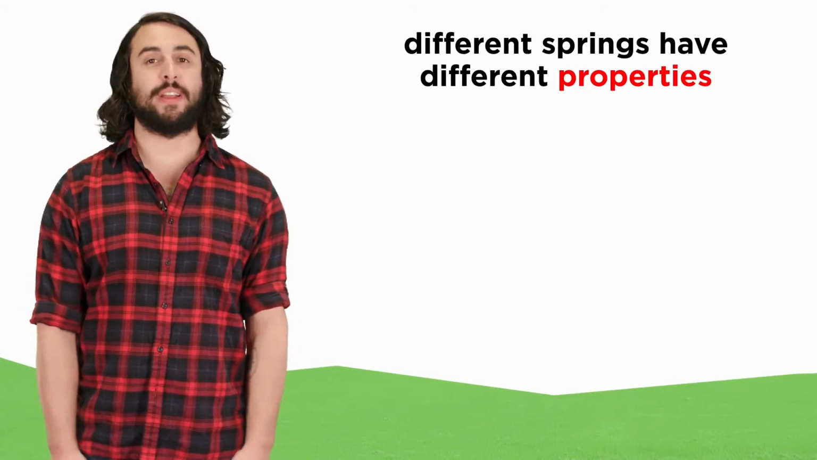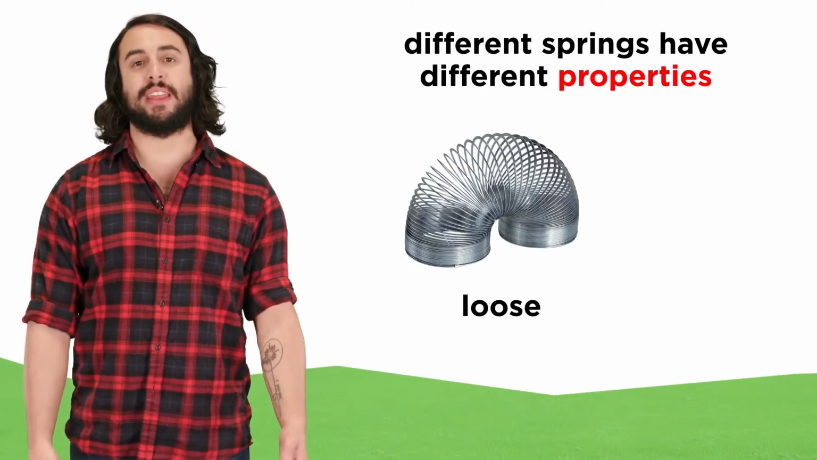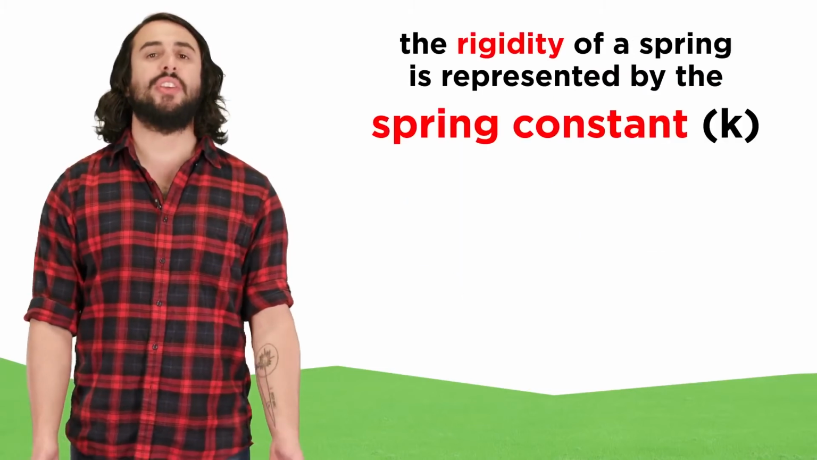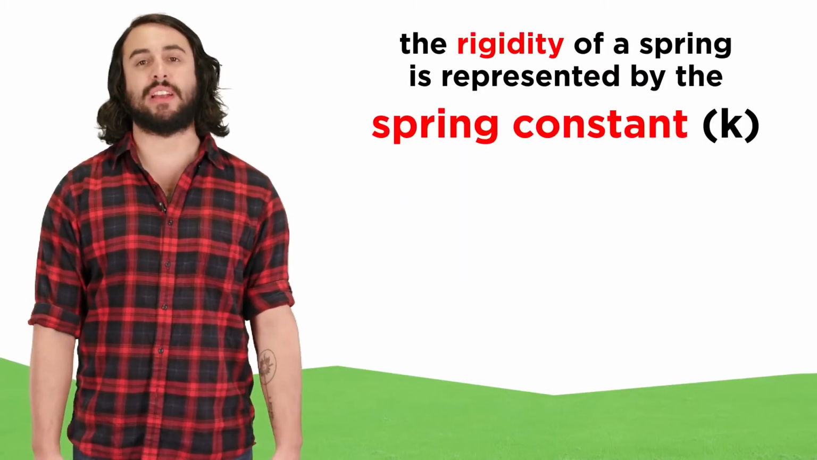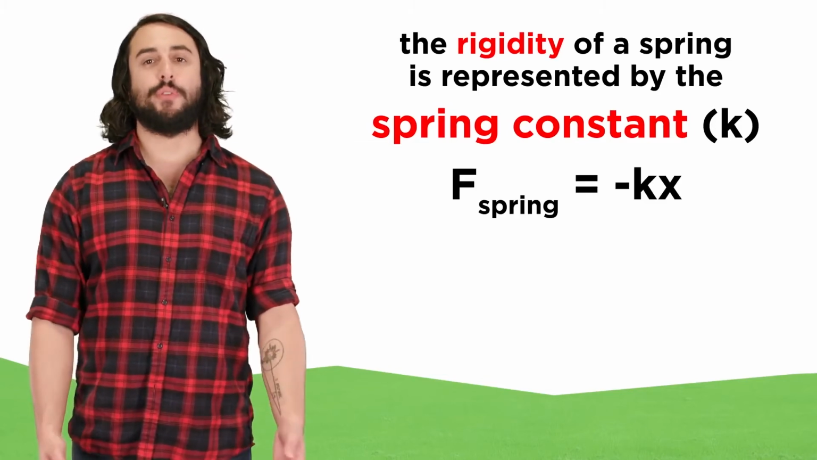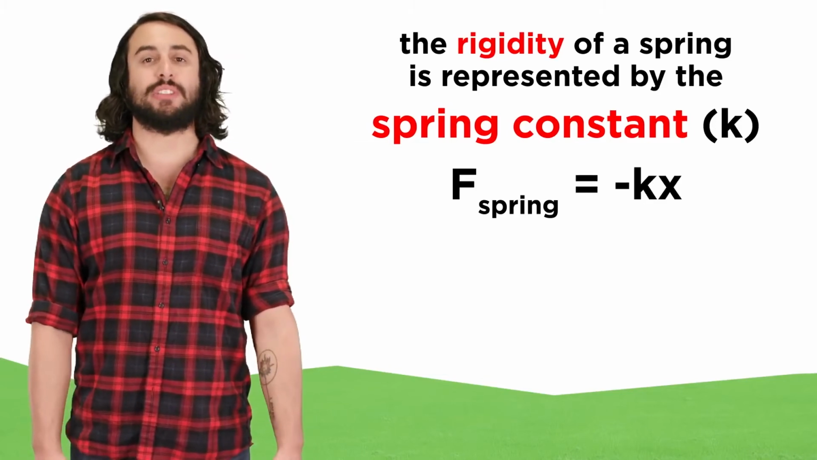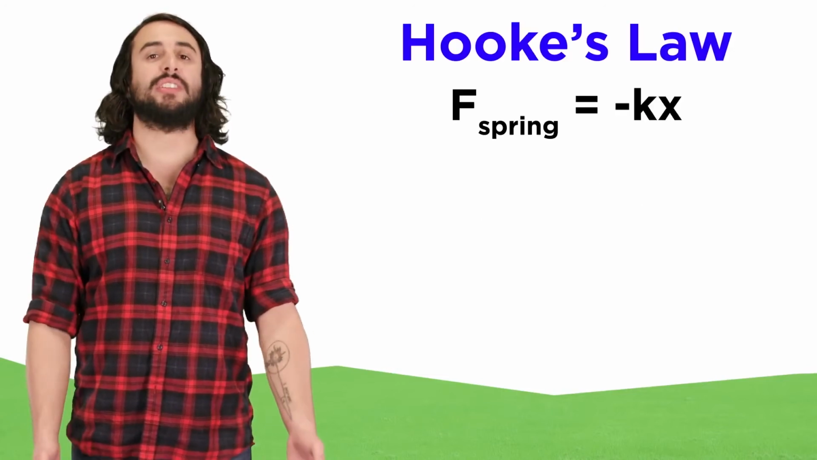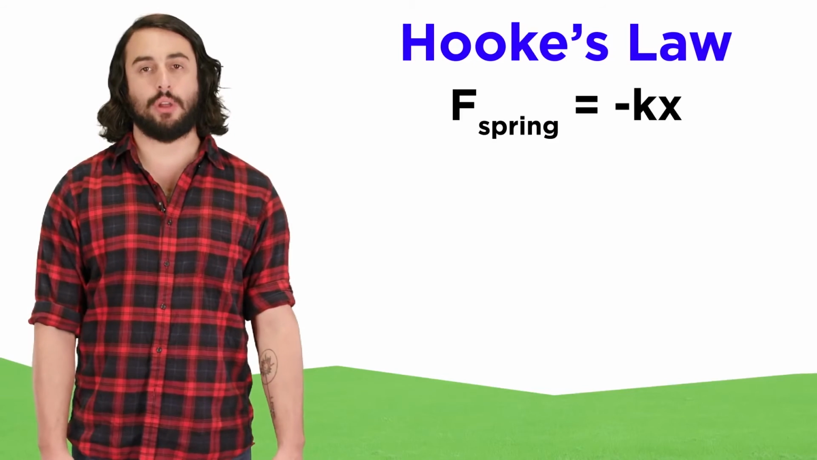Of course, every spring is different. Some are loose, like a slinky, and some are stiff, like the spring that launches a pinball into play. This factor is represented by the spring constant K, which will be unique to a particular spring. The force that a spring can exert is equal to negative K times the displacement of the object it acts upon, and this relationship is called Hooke's law.